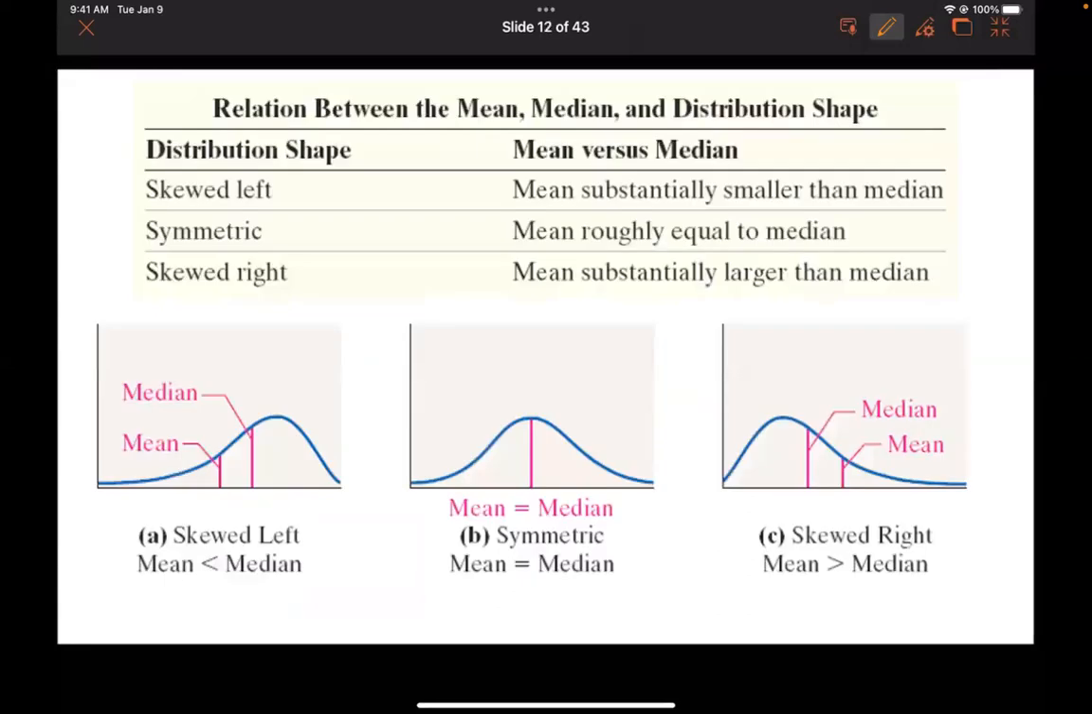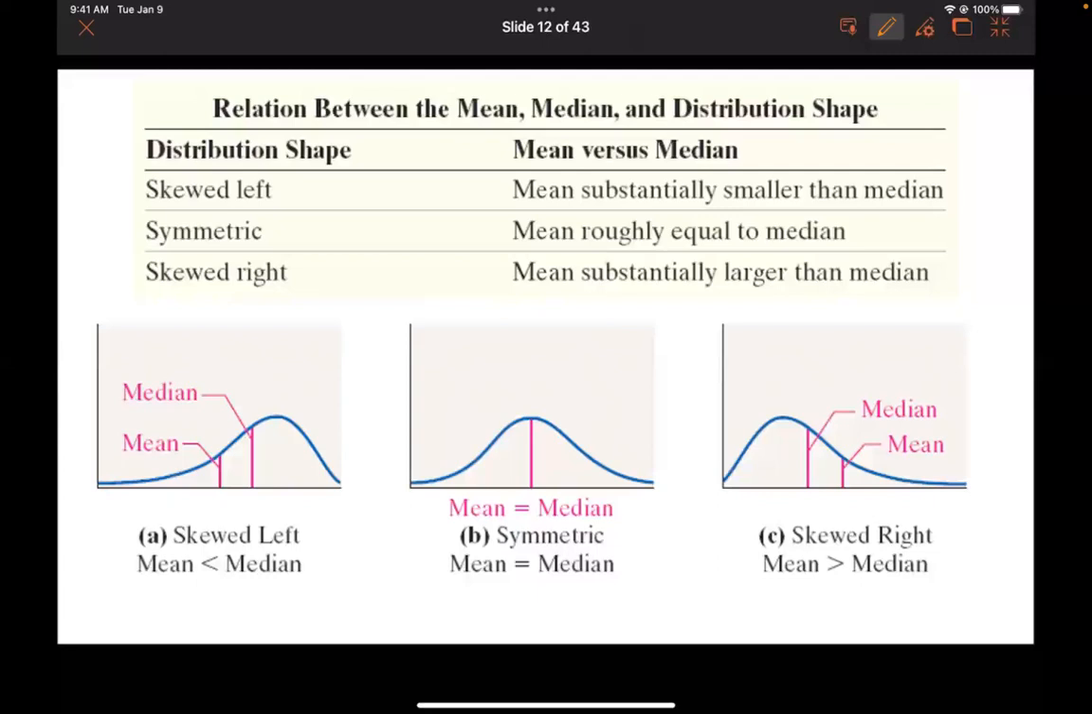Okay, so this is important. You might want to flag this page. I believe for sure on lab 2 next week, it might be lab 3, I can't remember, on one of the labs we do next week, you will have to look at the relationship between the median and mean and determine the skew based on the median and mean.